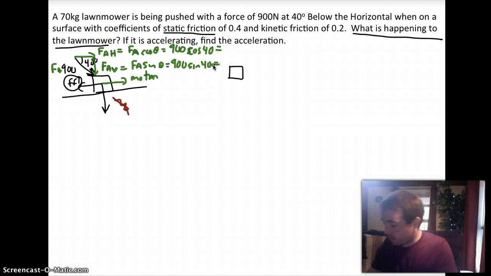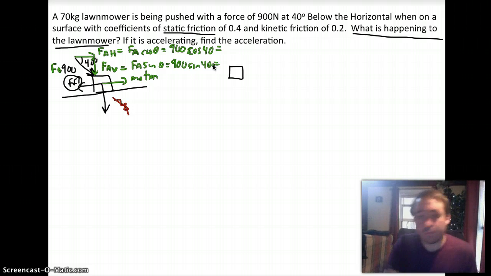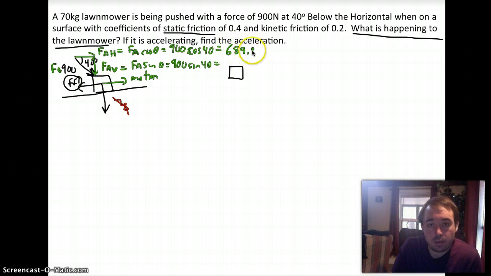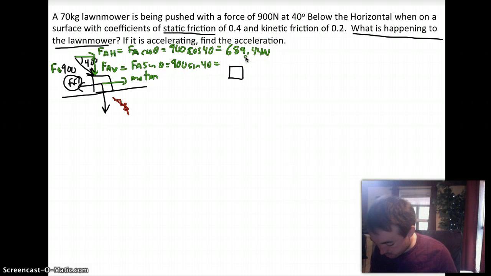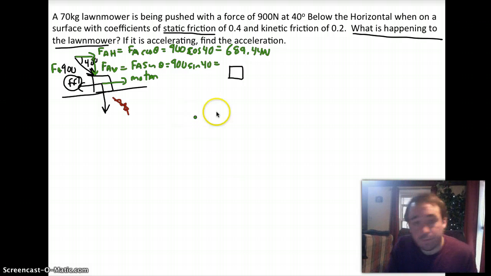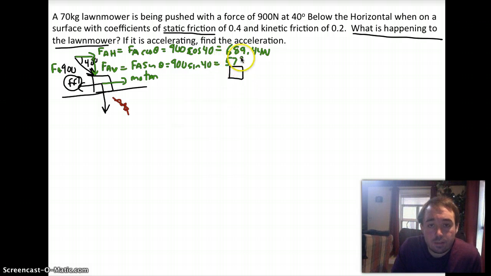900 cosine 40, my calculator, is 689.44 newtons. And that's going to be acting to the right. And my FAV is 900 sine 40. And it's 578.51 newtons. And that's going to be acting down.